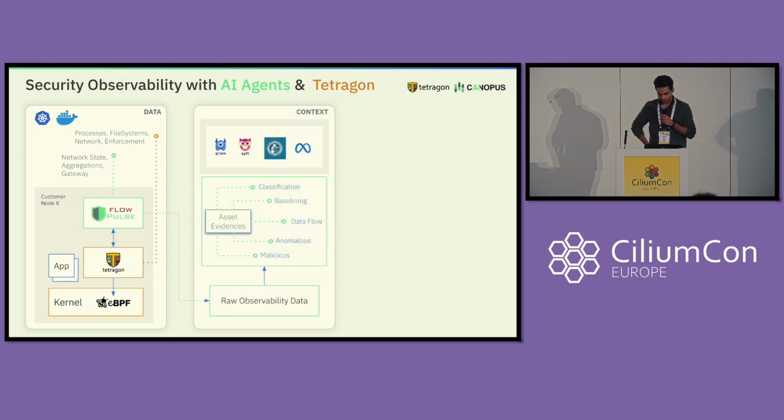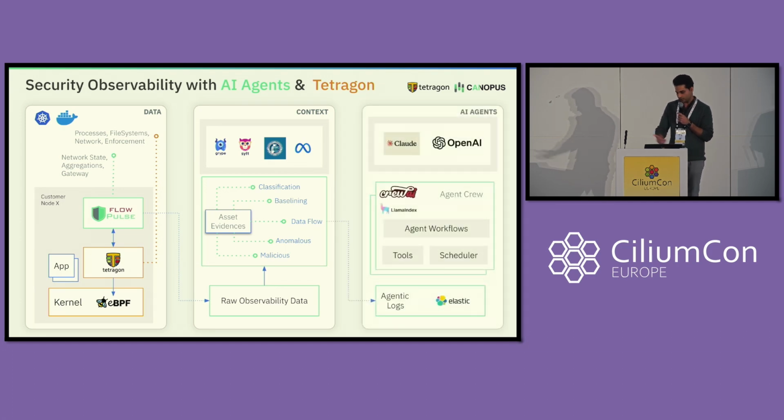Following that, we're going to convert raw observability data into asset evidences, the asset being containers or VMs, or we can call it a workload, in the form of classification of the container. Is it a web server? Is it a database? Or is it externally talking? Then we baseline the behavior of the containers, looking at the data flow over the network, what sort of data is being exchanged and to where, and then classify the runtime profile of the container into anomalous and malicious behavior. And this feeds into building out the workflows by the AI agents.